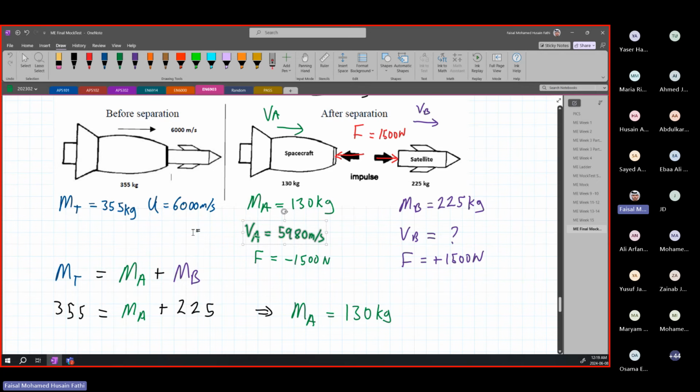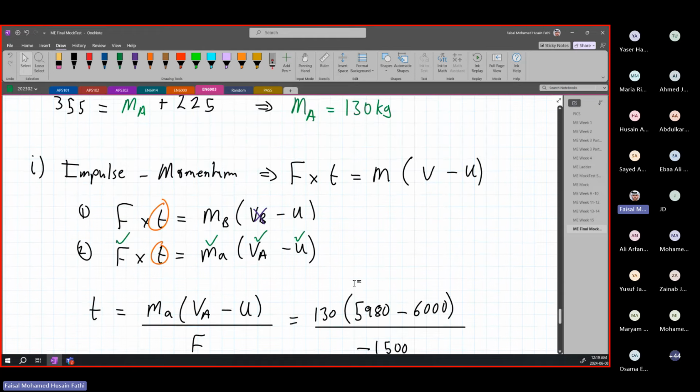Here I said initially it was at 6,000. So if this became a smaller value, that means this has to become a larger value. All right, this is the concept of conservation of momentum.